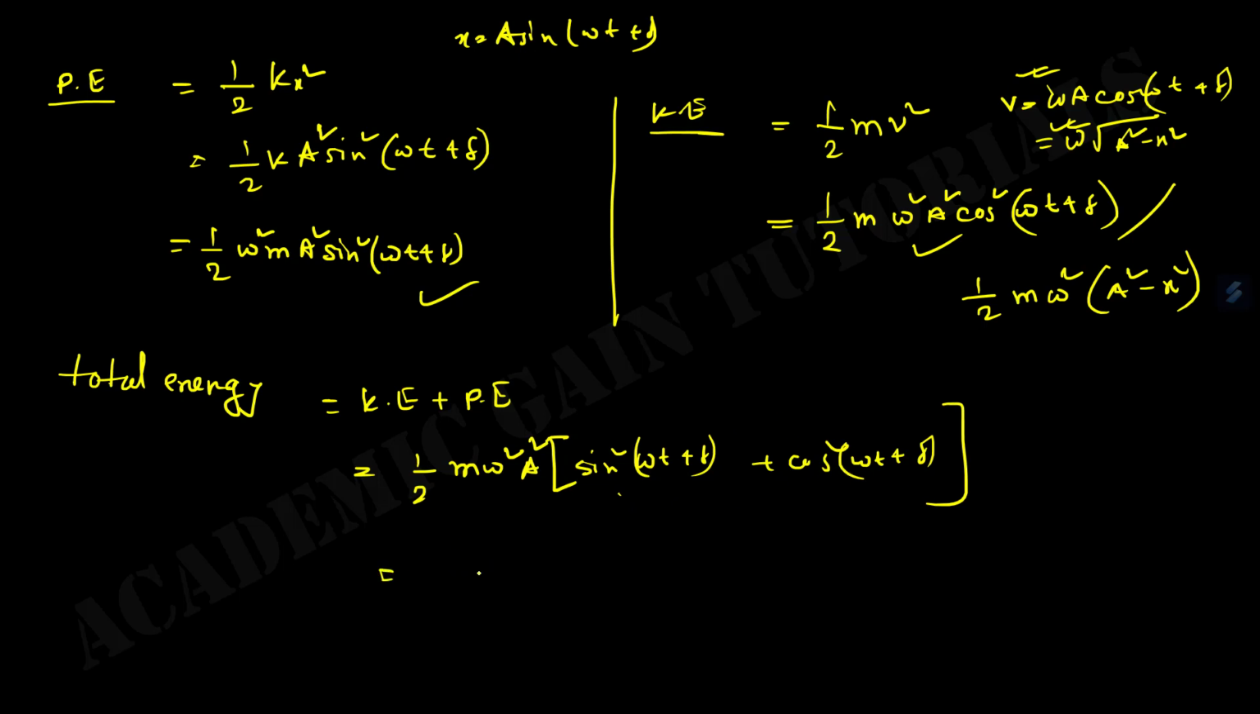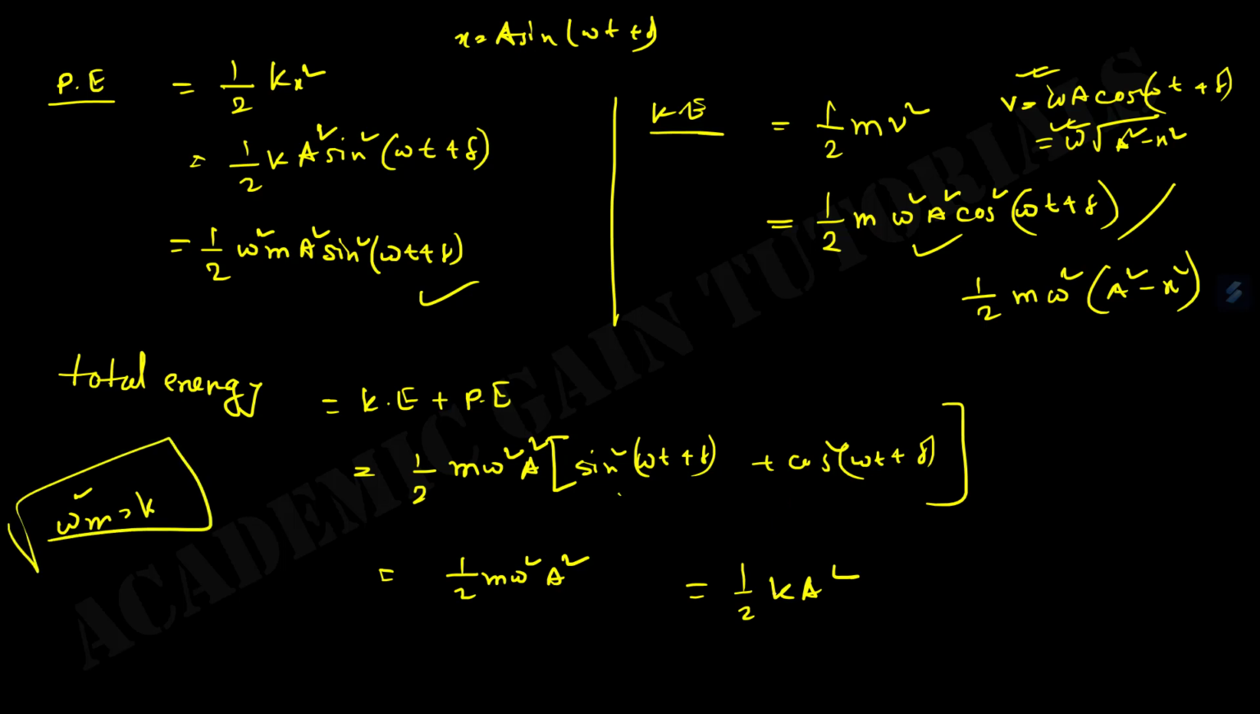Then I will only get half of m omega square a square, or I can write this as half of k a square, because I know omega square m equals k. So I can write this as half of k a square. This is the total energy of a particle executing simple harmonic motion.